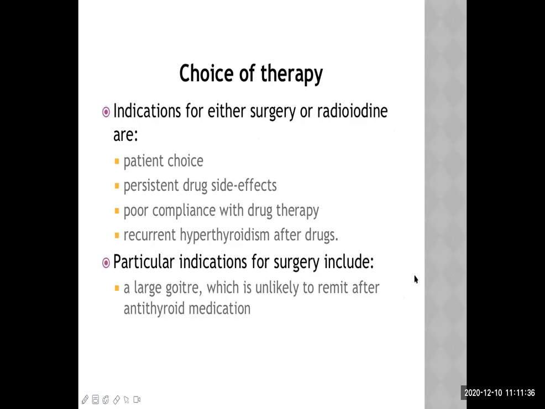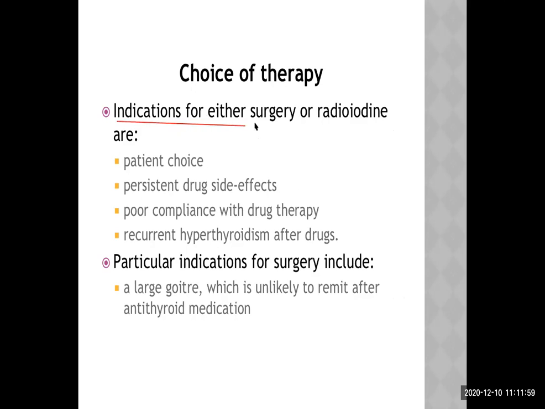Now, how do I know which is the choice of therapy? How many therapies have we discussed? Antithyroid drug with propranolol is one. Radioactive iodine therapy is the second. And subtotal thyroidectomy is the third. So how do I know which patient needs which type of therapy? So let's talk about the indications here.